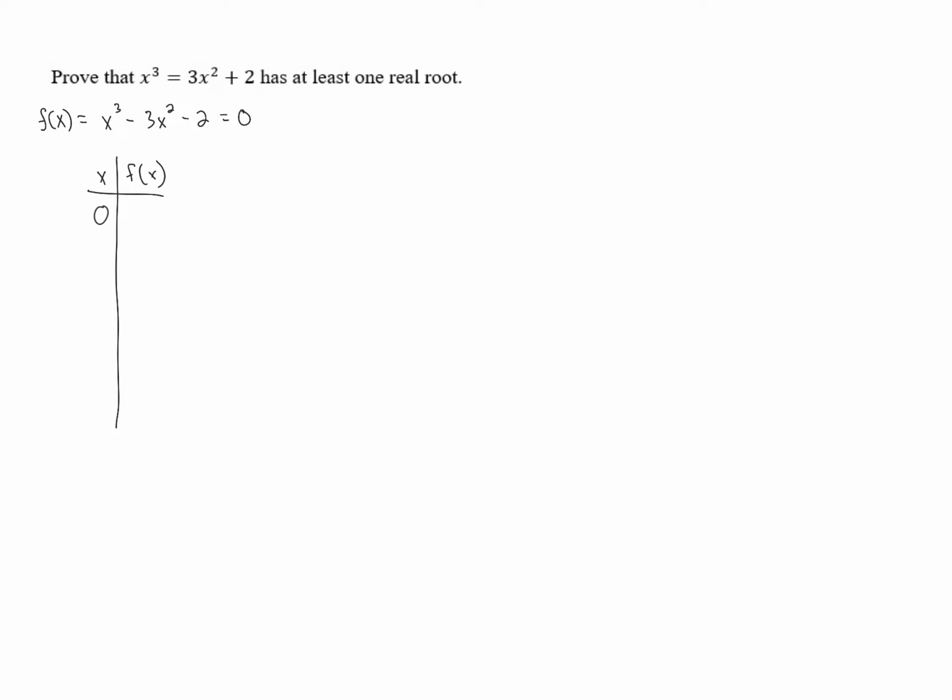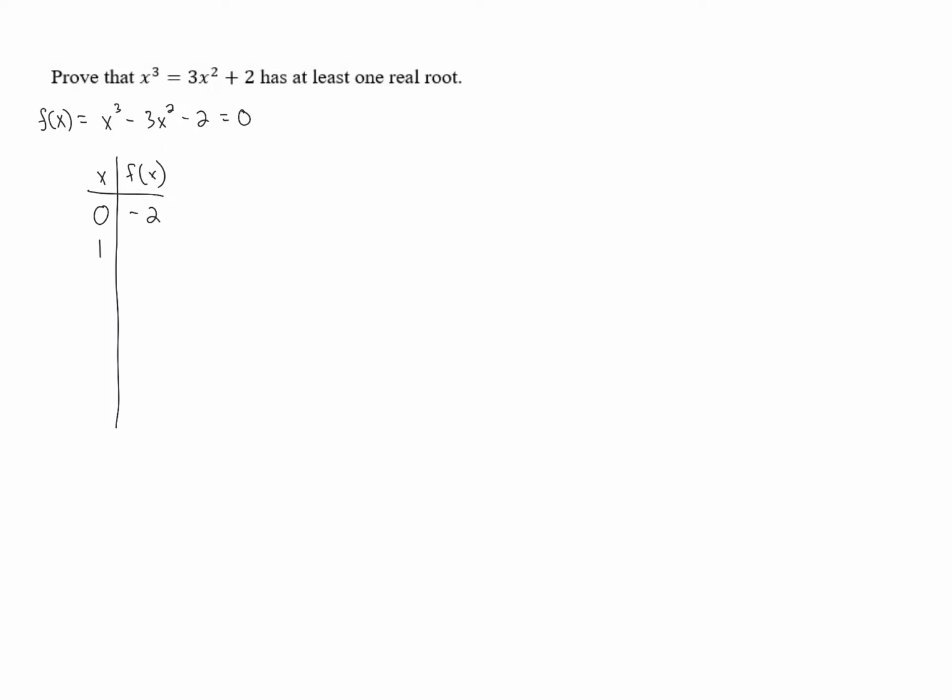0 is always easiest to start with. If we plug in 0 here, 0 cubed is 0, 3 times 0 squared is 0, and we're left with that constant term, which is negative 2. So we've got a negative value of f of x, which means we're hoping for a positive value.